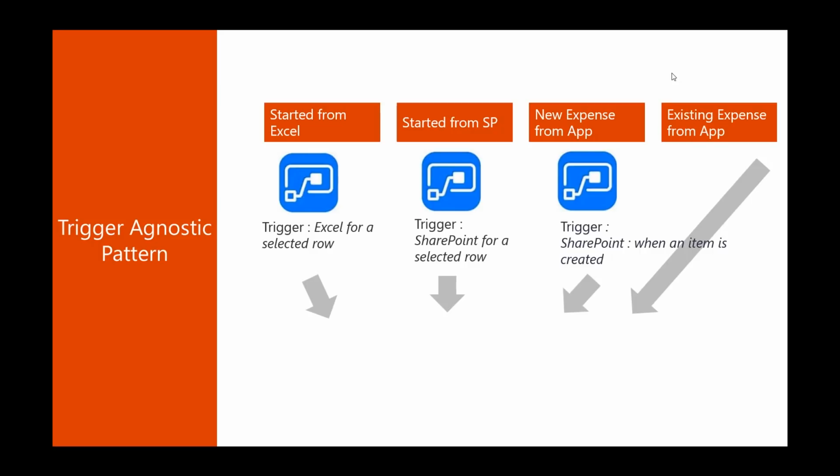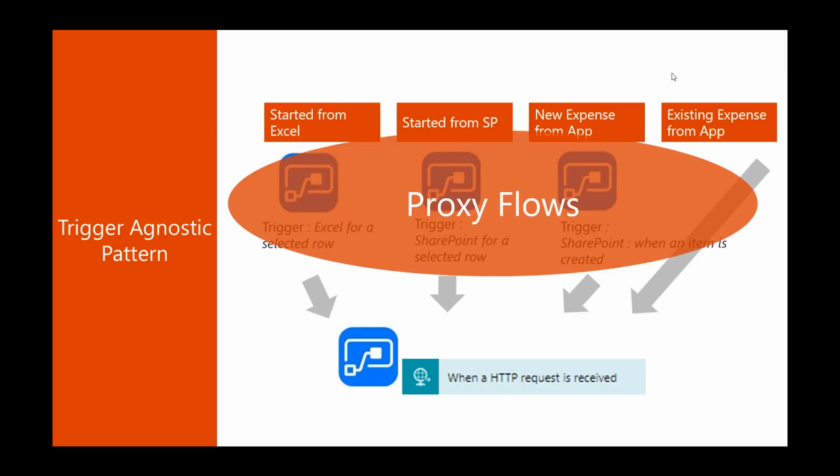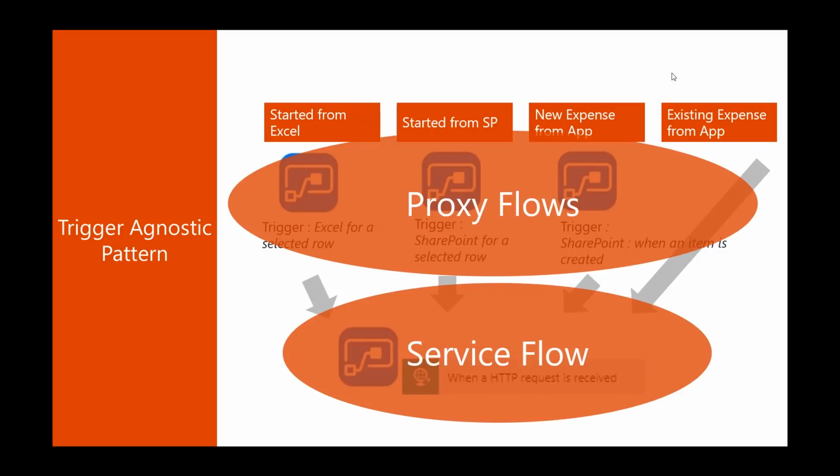So that means that you might have to create several small flows, and these small flows will run your main flow. That's why your main flow might have to start with the When an HTTP request is received trigger. This is a very common pattern, right? I call these small flows proxy flows, and this one I call a service flow.